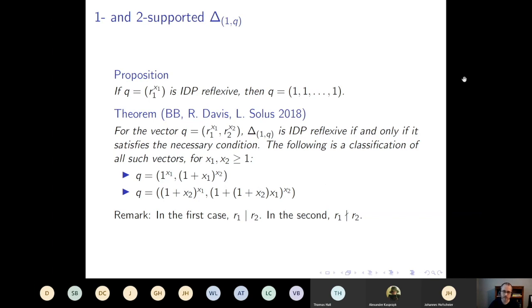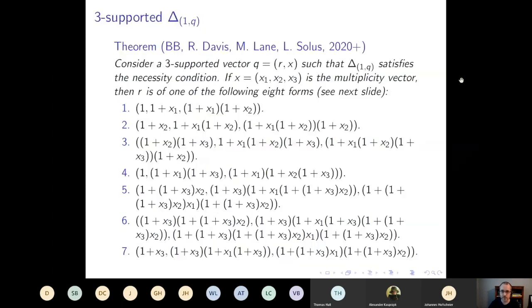Okay, so sorry about the next theorem. This goes on for 2 pages. So yeah, don't read this too carefully, but let me talk through it a little bit.